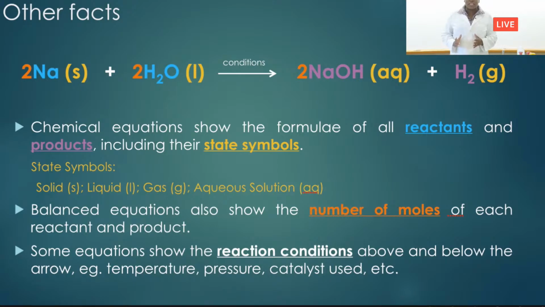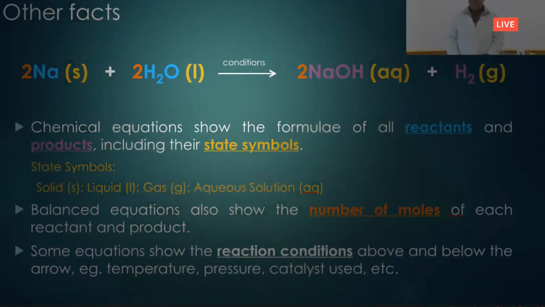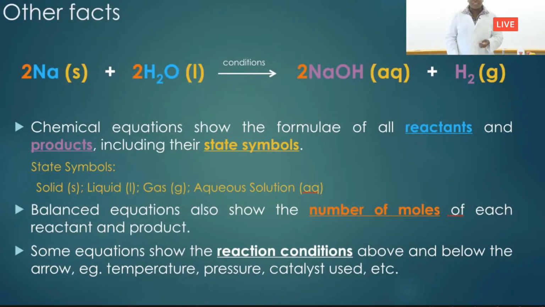And the last thing that an equation can show you is the reaction conditions. Now, some reactions need certain conditions in order for them to occur. For example, that's right, they might need some pressure, or it might need heat, or some form of light to be added, or catalyst. You can place those conditions over the arrow, okay, or under the arrow. Next slide.